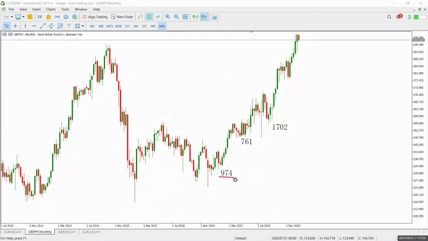Because price established a fractal here, established a smaller one here, then a bigger one here. So this particular one right here, we are going to take it out, because price is supposed to go, like I said, from small to big fractal. So this is push exhaustion at 974. Then this is push exhaustion at 1702.